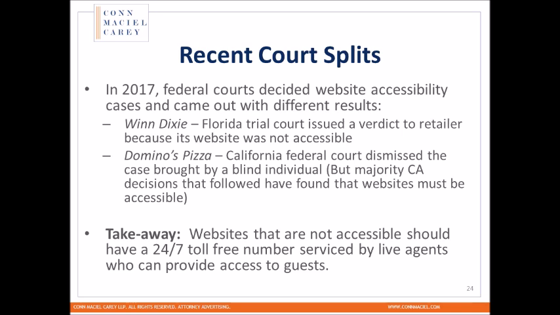So where are we now? We have the Domino's case before the Ninth Circuit. We have no clear guidance. So part of the problem here is that we don't have guidance on which standard applies, but we have a number of courts ruling that there has to be a degree of accessibility. So let's turn to the next issue, which concerns hotel accessibility.